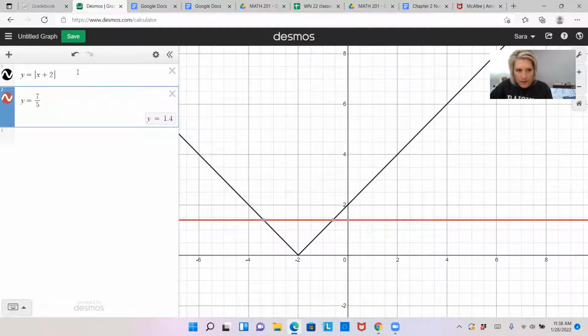You put in the left-hand side of your equation as its own equation, y equals absolute value of x plus 2. Then you put in the right-hand side of the equation as its own equation, and it will graph both of those. The little gray dots are the intersection points. So this is how you can check your work.